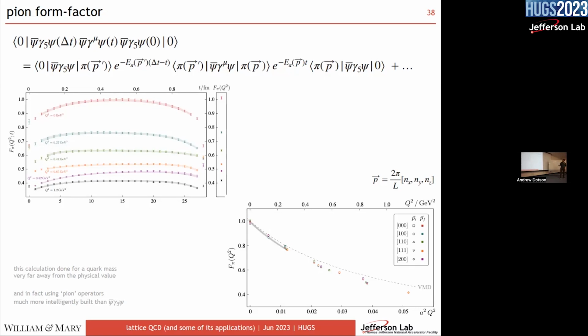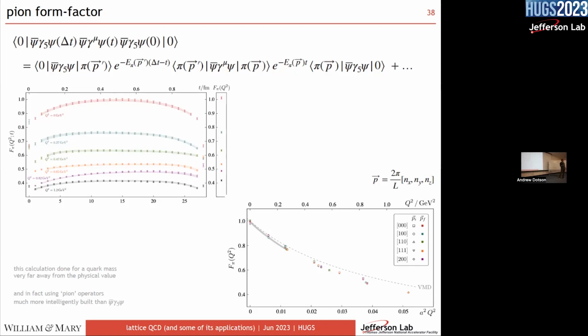Now, honestly, this calculation, I just chose one of my own because I had the nice plots and I can talk to them without making any errors. This is actually a calculation done with quark masses which are completely wrong, way too heavy. This doesn't look anything like the real pion, but it's still the same structure that a real calculation would have. And in fact, I'm not using psi bar gamma 5 psi here because I've got self-respect. I'm using something much more sophisticated that I don't have time to explain to you. But the point you see is you get a discrete sampling of the Q squared dependence of the pion form factor.